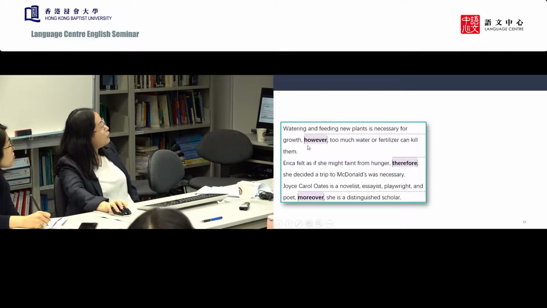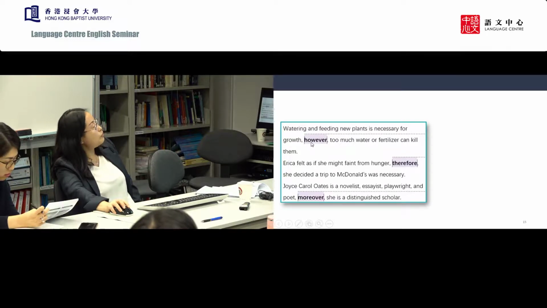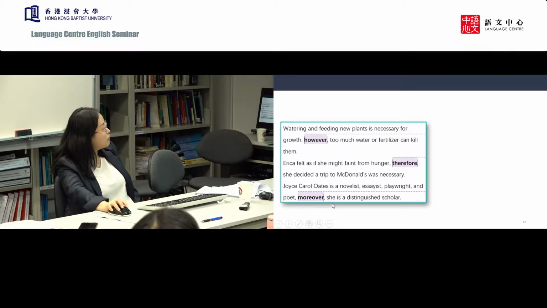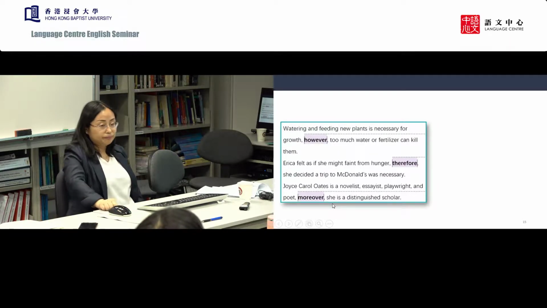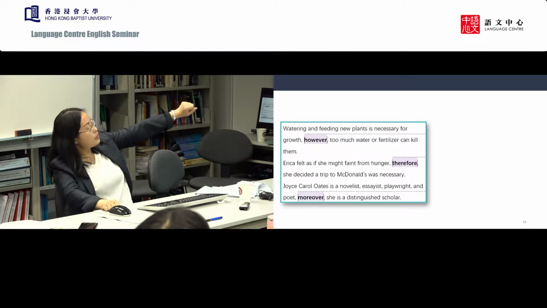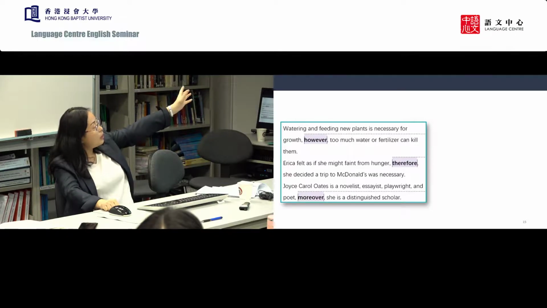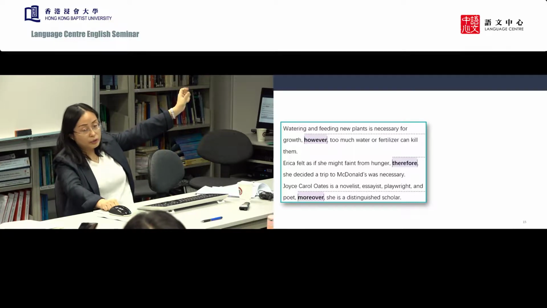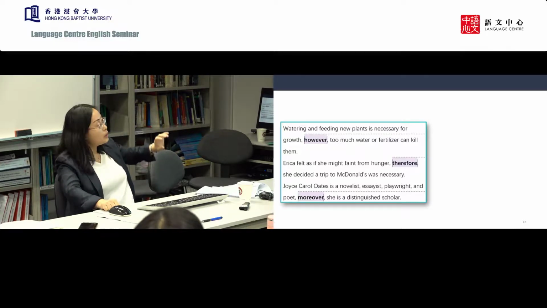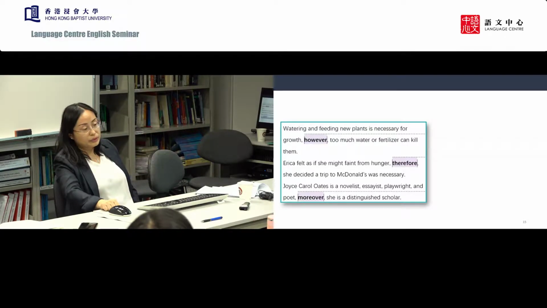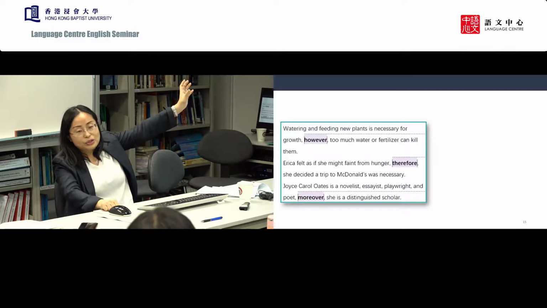What about here? I believe most of you frequently encounter this kind of wrong use. They persistently use however, therefore, moreover as connectors or conjunctions. But however, therefore, moreover are conjunctive adverbs, not connectors. So we need to show our students they can't use them as connectors. But in Chinese, because of translation, we can use however and therefore as connectors.